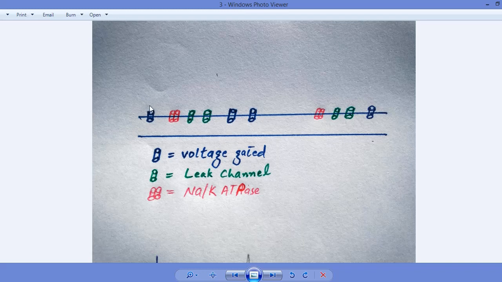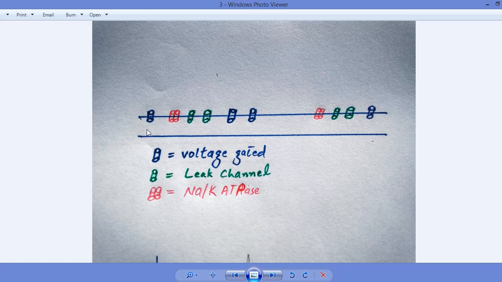channels. This blue color channel represents the voltage gated channel. This blue channel is also a voltage gated channel, and this one too. But some of these voltage gated channels are sodium voltage gated channels, and some are potassium voltage gated channels. This should be kept in mind: this is a sodium voltage gated channel and this is a potassium voltage gated channel.